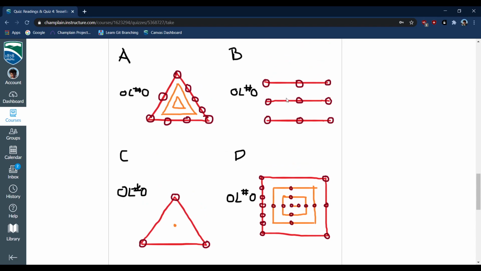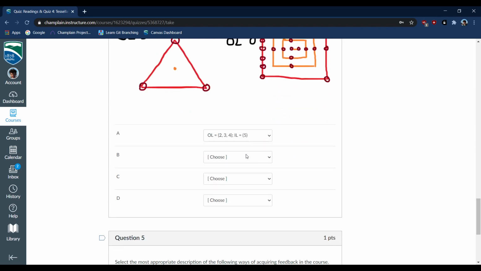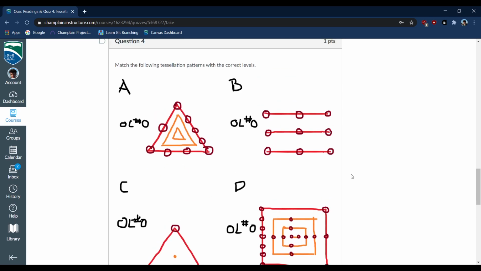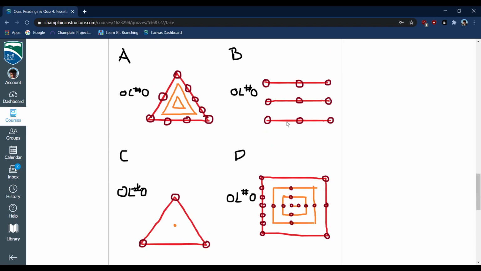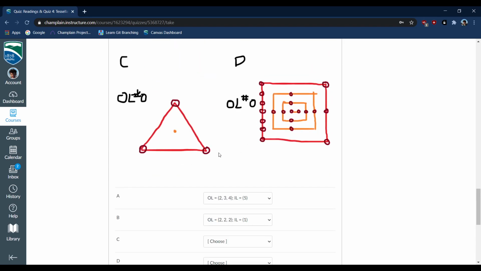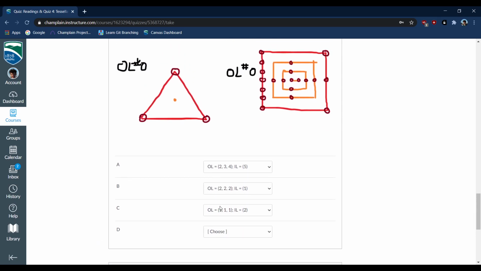outer level 2, 2, 2, inner level none, inner level 1. Well, if it's 2, 2, 2 at the outer level, then it has to be this because there's 1, 2, 1, 2, yeah. And this is 1, 1, 1, and then 2 is a dot inside, 1, 1, 1, and then 2, I guess. Yeah, because it's 1, 1, 1 on the outside, so that's the only one that matches that one.